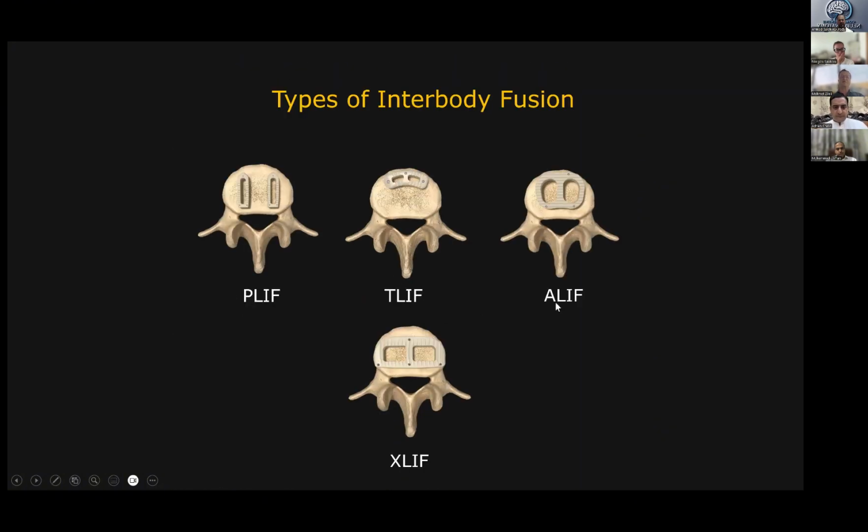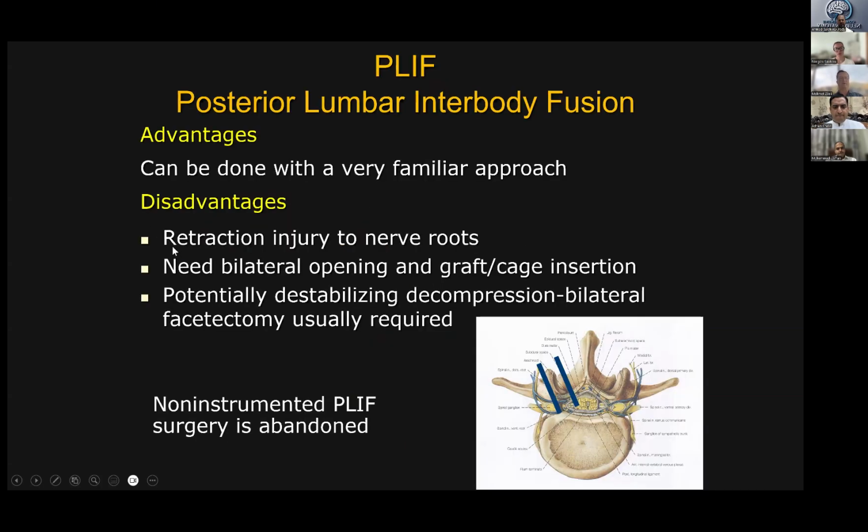There are many types of interbody fusion. Posterior lumbar interbody fusion, transforaminal lumbar interbody fusion, anterior lumbar interbody fusion, or extreme lateral interbody fusion. So we don't want to call it this way now. We prefer to say a transpsoas approach. But there is another option, the oblique lateral interbody fusion. Posterior lumbar interbody fusion has disadvantages of retraction injury to the nerves. So many people have left it by the time.